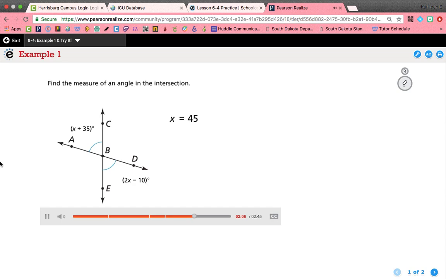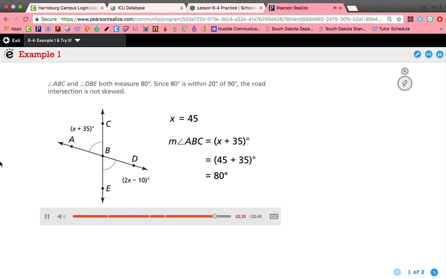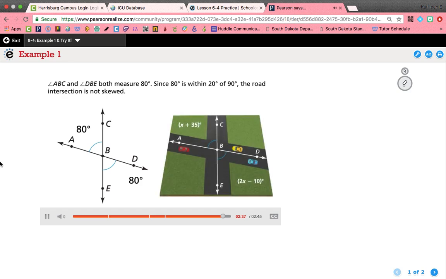Now that we have identified the value of x, we still need to find the measure of an angle in the intersection. We can substitute the value of x into either expression in the diagram. Let's use the measure of angle ABC. Substitute 45 for x and simplify. The measure of the angle is 80 degrees. Angle ABC and angle DBE both measure 80 degrees. Since 80 degrees is within 20 degrees of 90 degrees, the road intersection is not skewed.